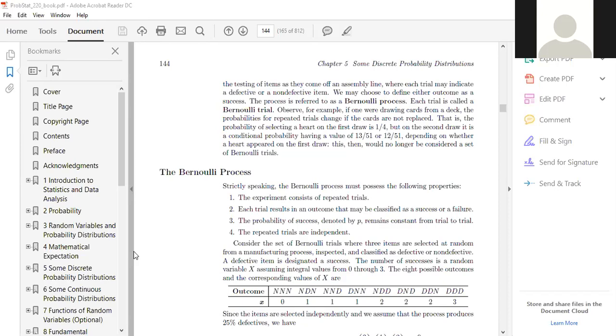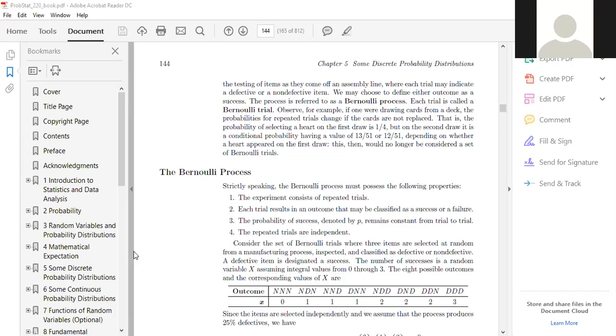There are fundamental real-life questions which tell us how to deal with, or why to use, the hypergeometric distribution. This is one of them. So when testing items as they come off an assembly line, where each trial may indicate a defective or non-defective item, we may choose to define either outcome as a success. When an outcome is a success, the process is referred to as a Bernoulli process. Now, the outcome is success, and the total probability is 1. Suppose we denote success by p, and the total probability is 1.